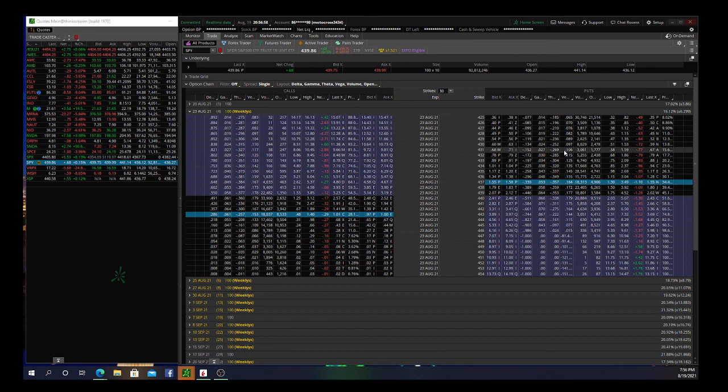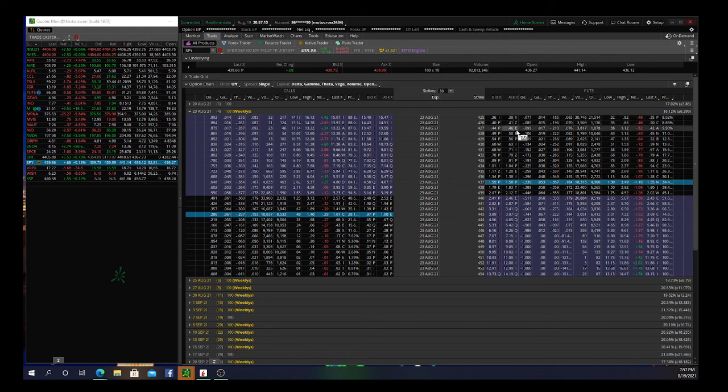Okay. All right. Next one is an iron condor. Basically, what an iron condor is, it's two credit spreads. It's where you're collecting money on one side and collecting money on the other side.